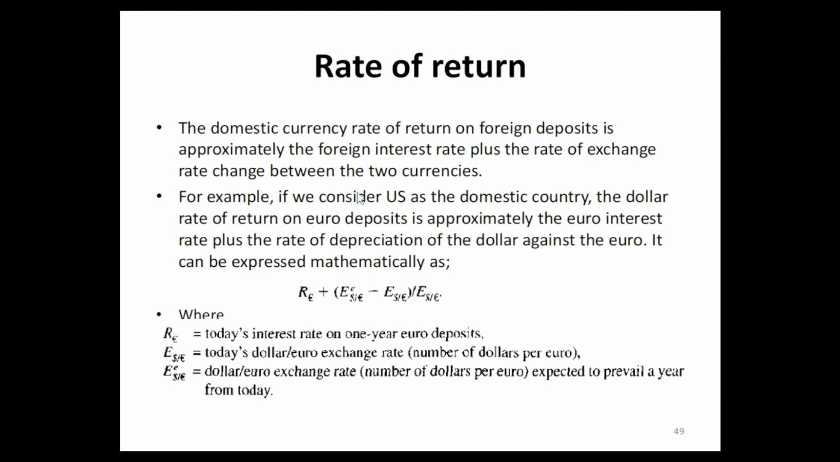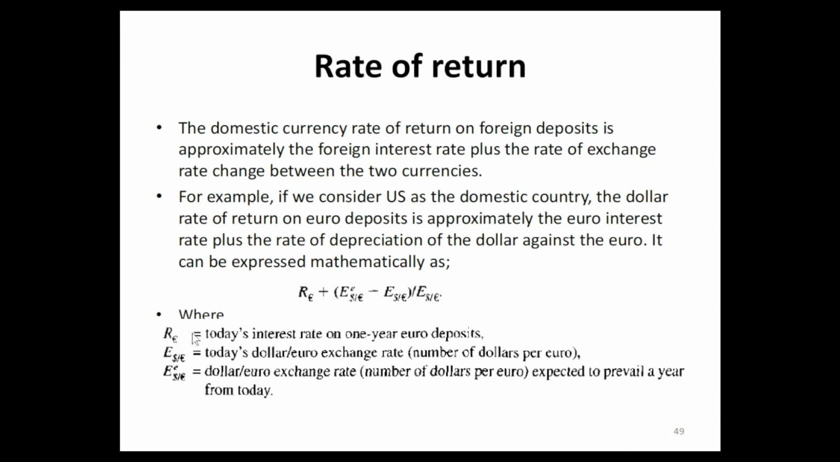So for example, if we consider the United States as the domestic country, right? For example, taking the United States as domestic, the dollar rate of return on a euro deposit is approximately the euro interest rate plus what? The rate of depreciation of the dollar against the euro. This can be expressed mathematically like this, right. We can get it as this much, right. Euro interest rate plus what? This one. We can get it as this much, right.